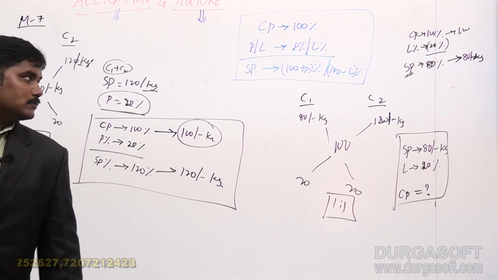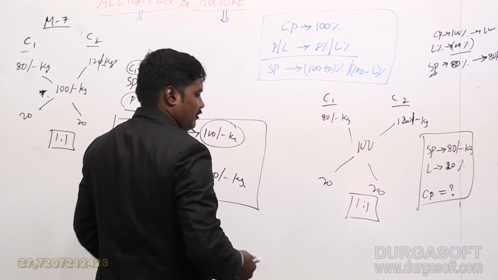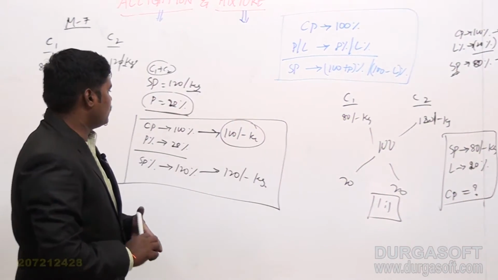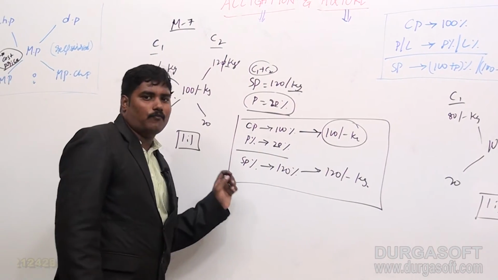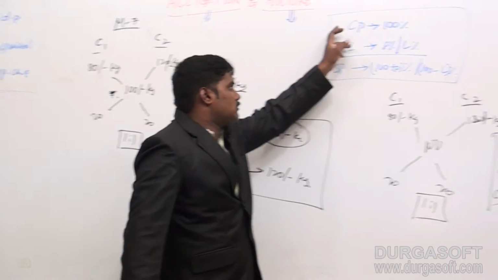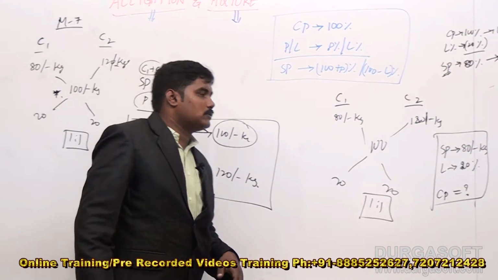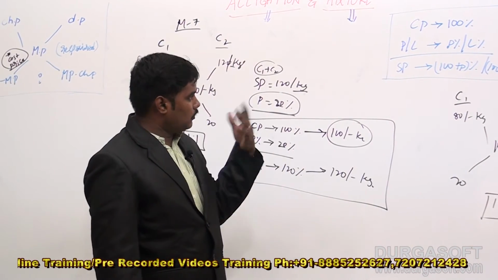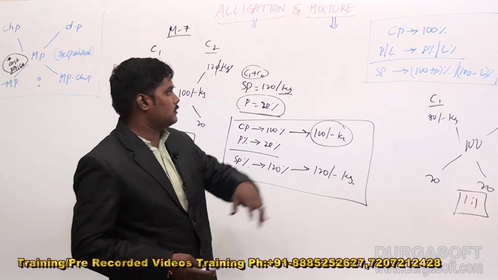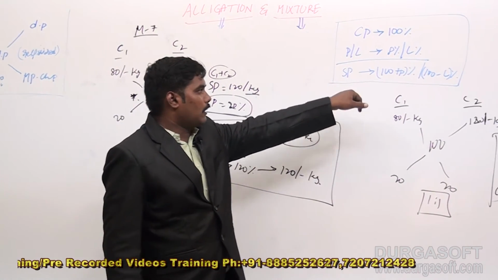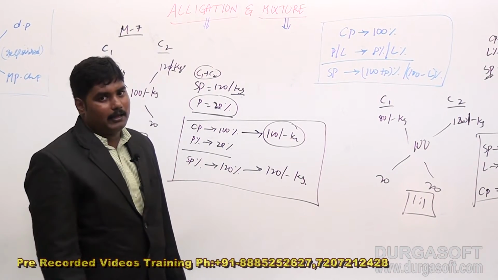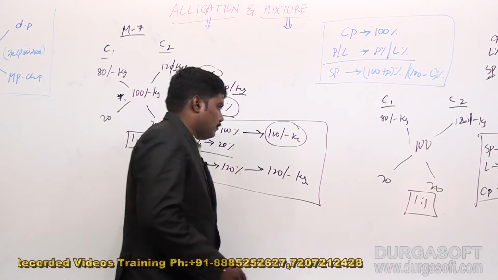This is model number 7 and model number 8. So this model is very important to you. Here the format for profit and loss is: cost price is always 100%, profit and loss are based upon the cost price as P% or L%, and selling price is 100 plus P% or 100 minus L%.